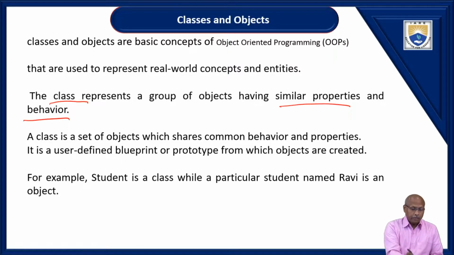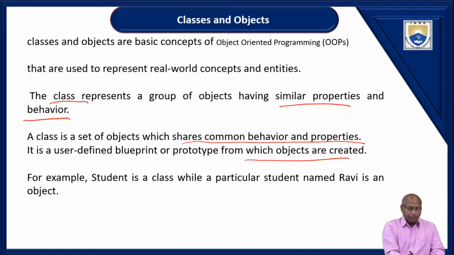Next, a class is a set of objects which shares common behavior and common property. It is a user-defined blueprint or prototype from which objects are created. So objects are created from the class. There is no object without class. So I can say a class is a blueprint of an entity. A class is a set of objects which share common behavior and property.